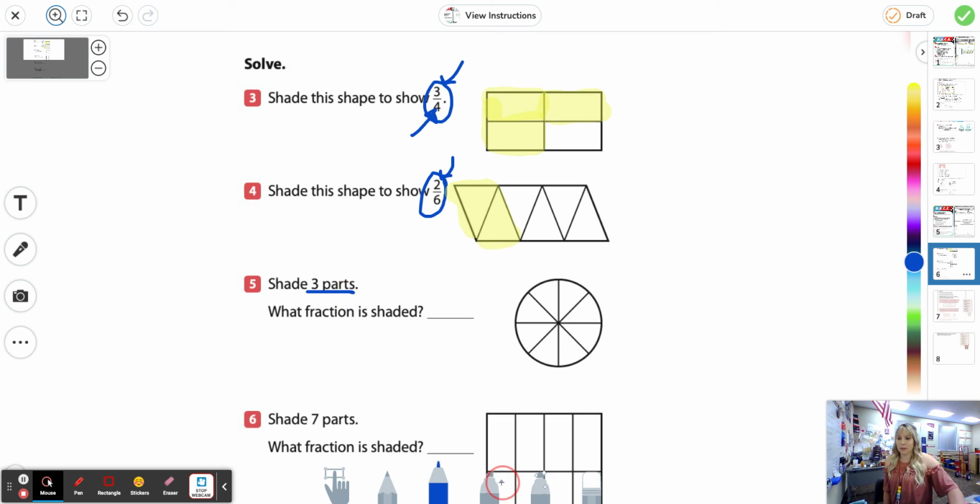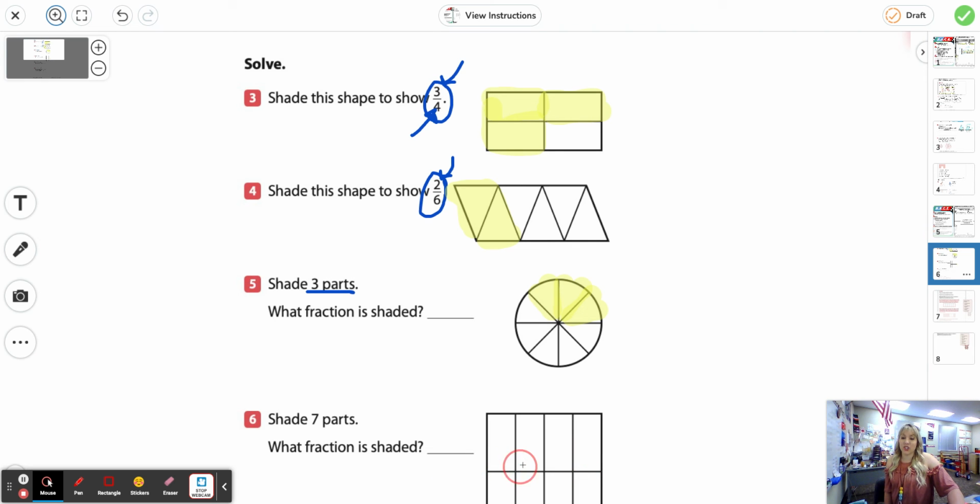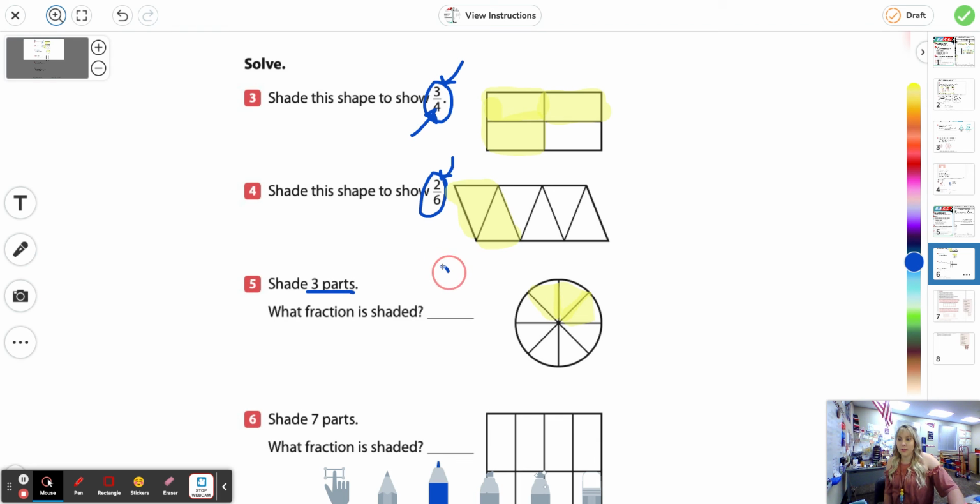Shade 3 parts. Okay, well, here's 1 part, 2 parts, 3 parts. There's 3 parts. What fraction is shaded? So this time it wants us to find the fraction. Well, again, I know my top number is how many pieces are colored in. 1, 2, 3. 3 of them are colored in. How many are all together? 1, 2, 3, 4, 5, 6, 7, 8. So the fraction that's shaded is 3/8. 3 out of 8 pieces.